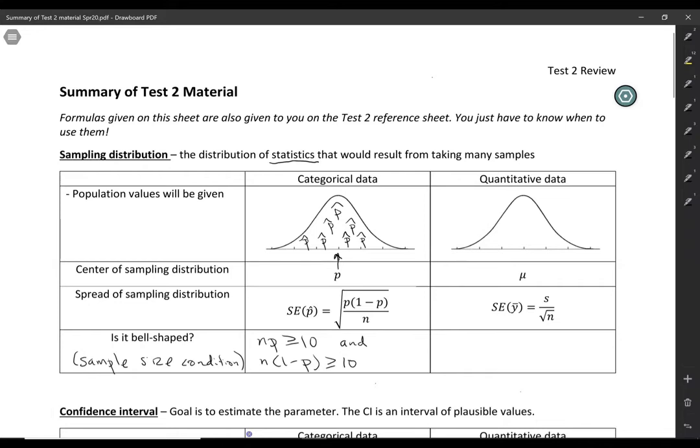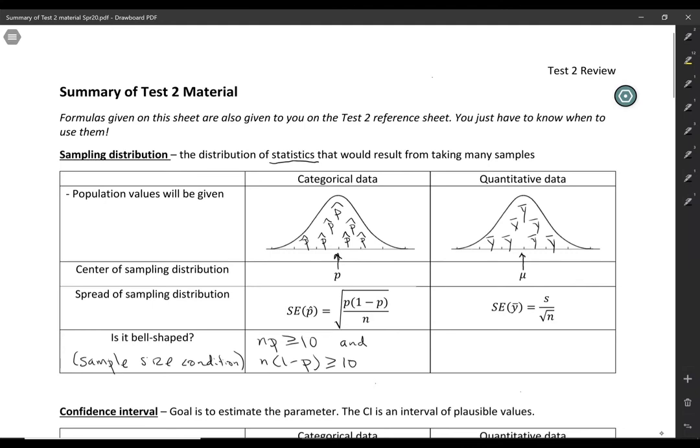Okay. We can also do something similar for quantitative data. So quantitative data is summarized with means. So it's centered here at the population mean. And if you took many different samples, you'd get a lot of different y bar values, a lot of different sample means. Okay. The spread is given by the standard error formula. So that's part of your reference sheet. And then to decide if it's bell-shaped, again, you need to check the sample size condition.